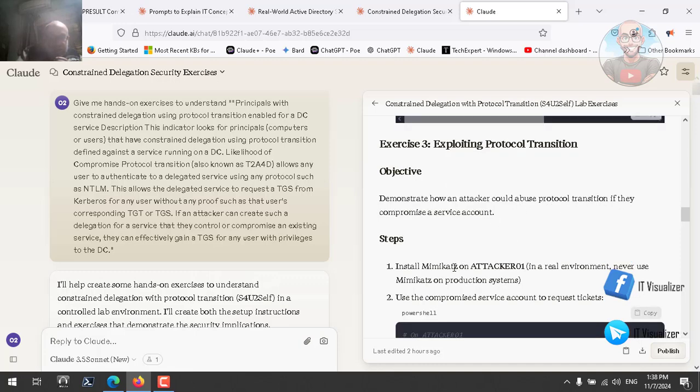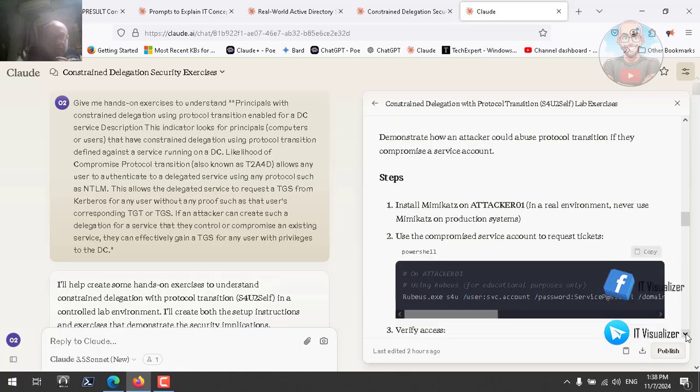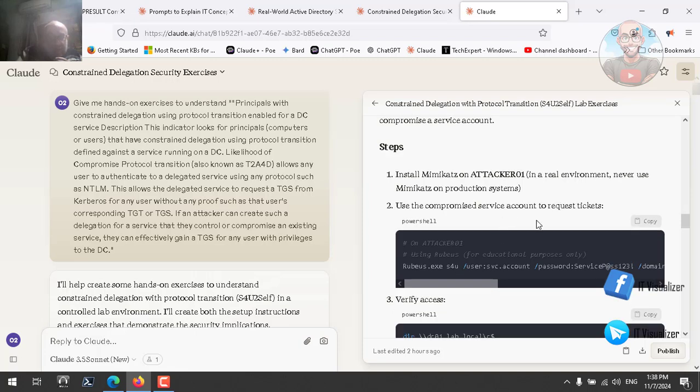and install Mimikatz. This is the tool for hacking or for penetration testing on attacker one in a real world. But I've never used Mimikatz on a production system. Okay, so use the compromised service account to request a ticket. So here is talking about using or asking the service account to give us a ticket, impersonate admin.user. Oh, very, very critical one. So this can be done. We can test this and see how the protocol transition could be a weak point for hacking.